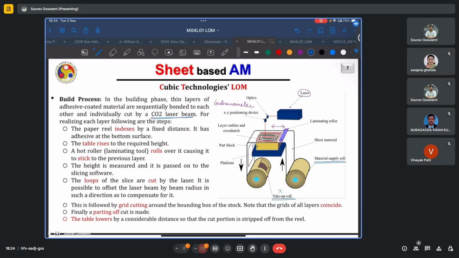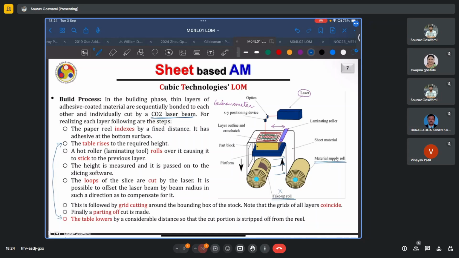In this case, the paper reel indexes by a fixed distance and has adhesive at the bottom surface, being this one right here, the surface which will come in contact with the existing build. The table rises to the required height. This is because after each pass, the table lowers by considerable distance so that the cut portion is separated or removed from the reel. So now it will come back to its original height.